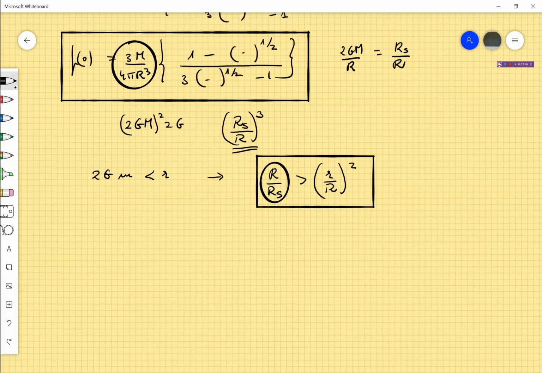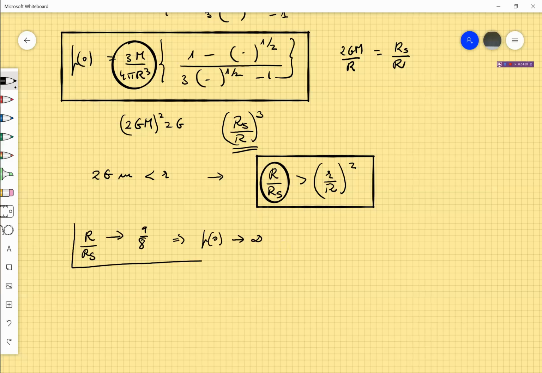Now you study this function as a function of the quotient between the radius and the Schwarzschild radius, you will see that this pressure is a growing function of this quotient, and that in fact it goes to infinity if you make all the calculations when R approaches, or if you want R divided by r_s approaches this value 9/8. Then p0 goes to infinity, which clearly signals a sort of instability when you reach that point.